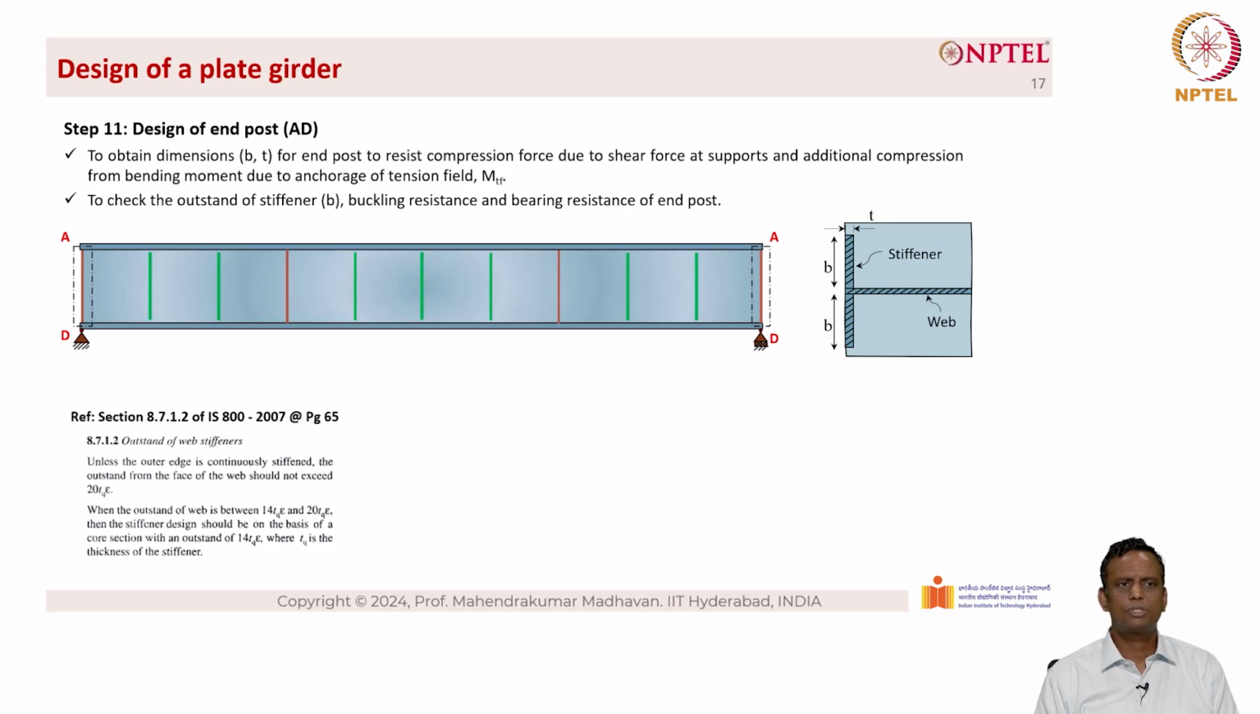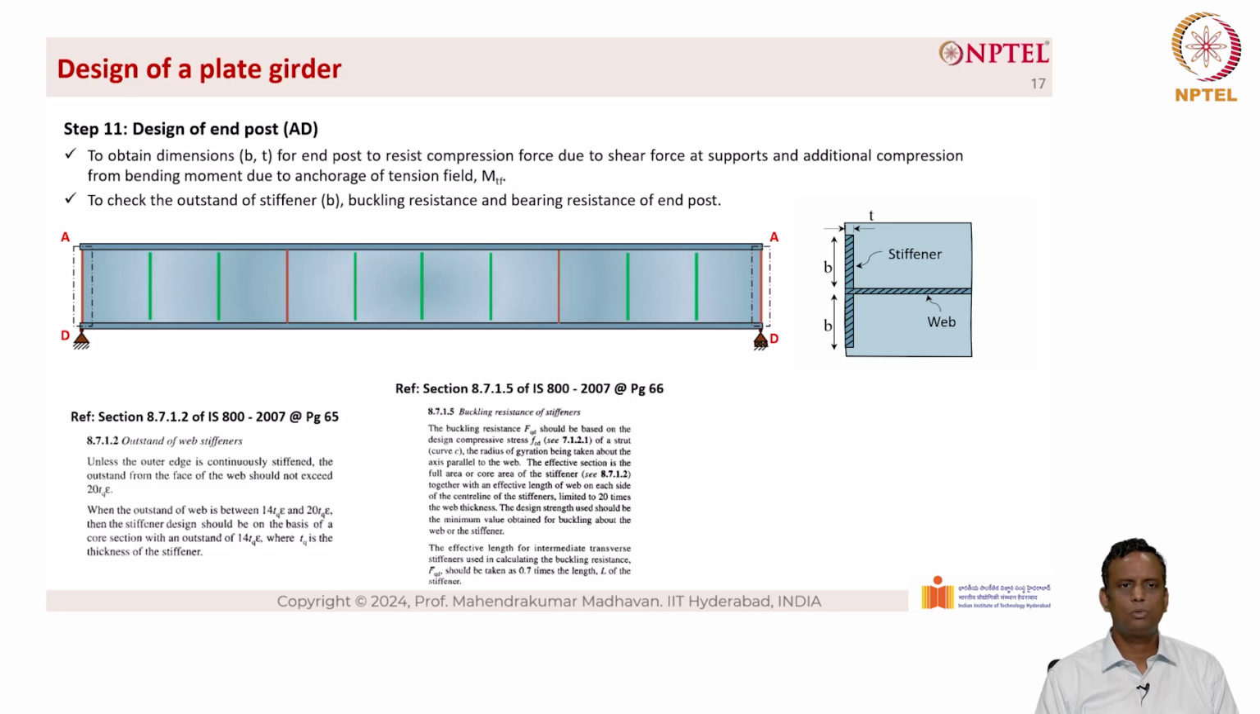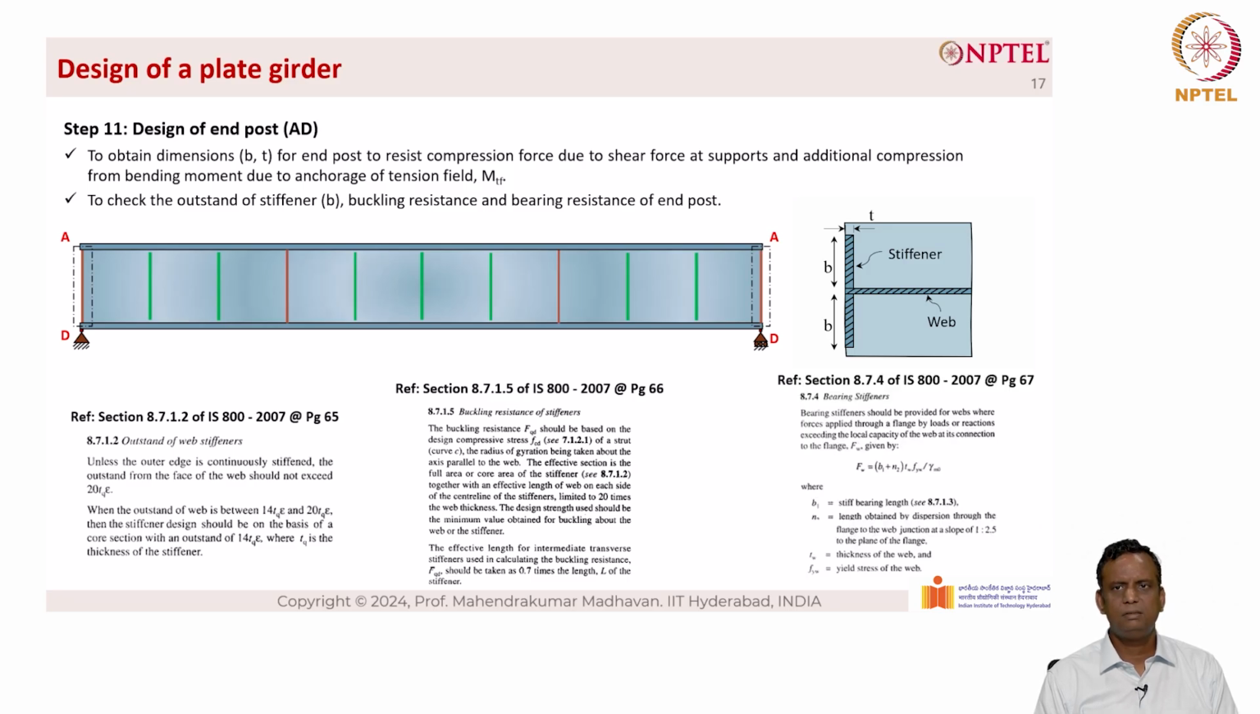It talks about the outstand of the stiffeners. It should vary between 14 TQ epsilon and 20 TQ epsilon, and it should not exceed 20 TQ epsilon, where T sub Q is the thickness of the stiffener and epsilon is equal to 250 by root of Fy. And similarly, buckling resistance of stiffeners is also given here in page 66 of IS 800, and page 67 of IS 800 gives you the buckling capacity for the bearing stiffeners.